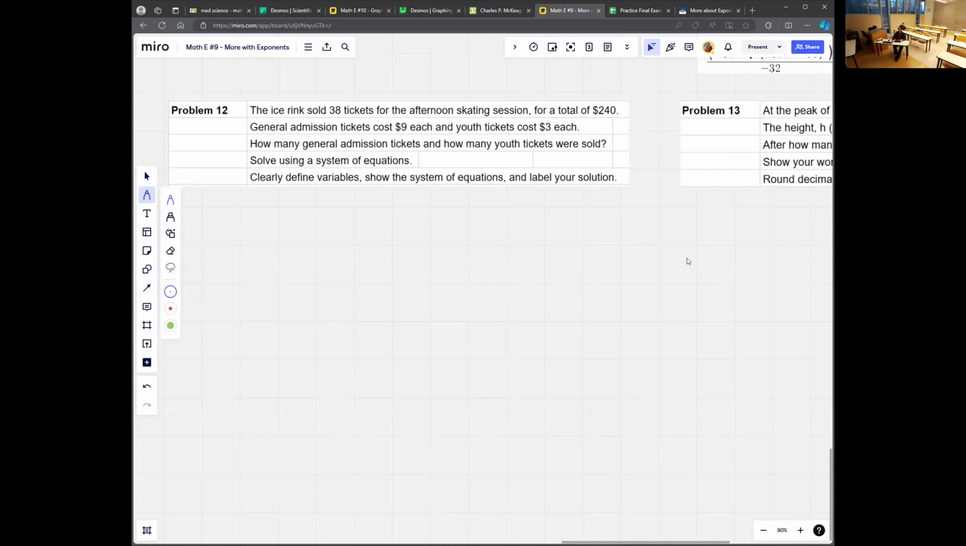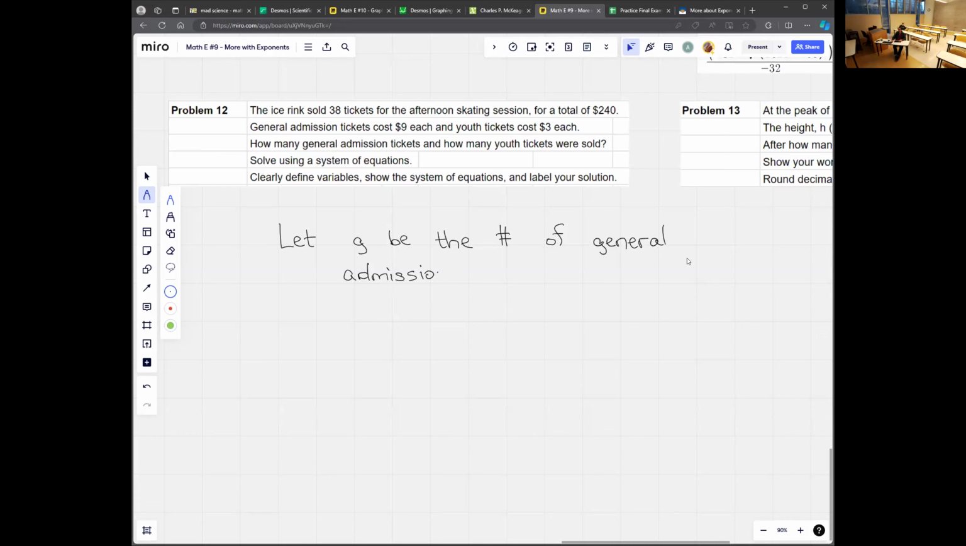So an ice rink sold 38 tickets for the afternoon skating session for a total of $240. I'm not writing anything yet. General admissions, okay, so let G be, now I could let G be the number of general admission tickets or the price. I'm going to keep reading. General admission tickets, they cost $9 each. So G is the number of general admission tickets. And then keep reading. Youth tickets cost $3 each.